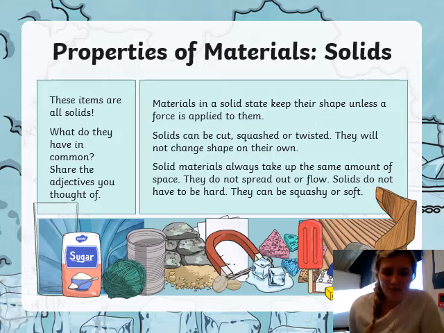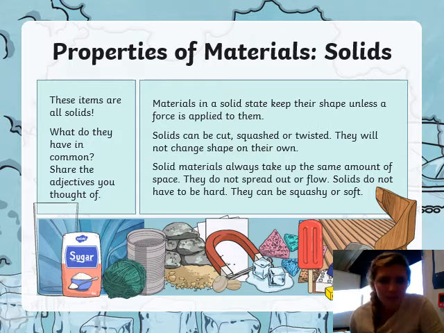So once you have come back, we are going to now look at the properties. So properties mean what makes something. So we're going to look at solids first. So obviously these are some examples of some items that are all solids, and what they have in common is they are all materials in a solid shape that keep the same shape unless force is applied.